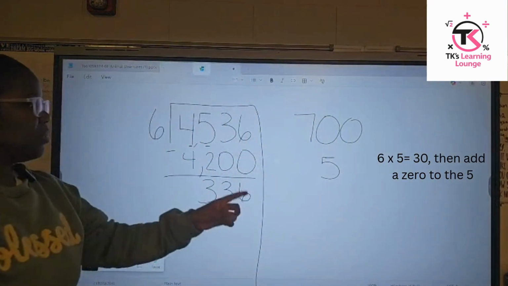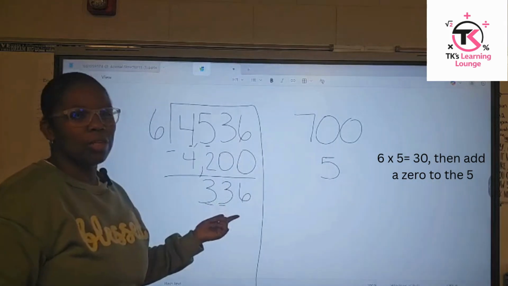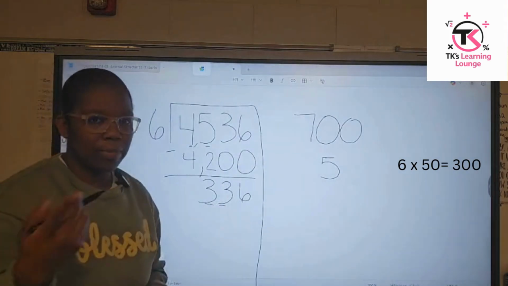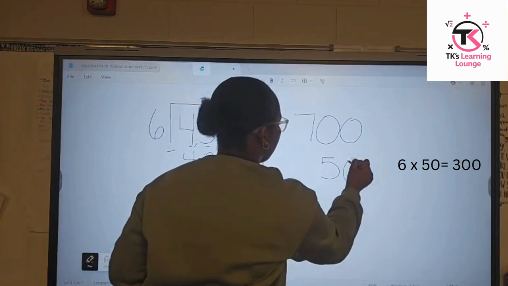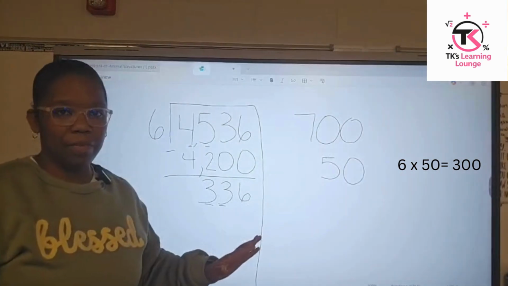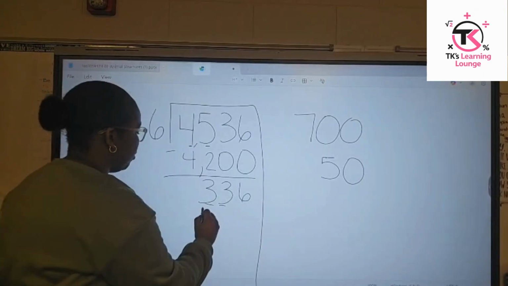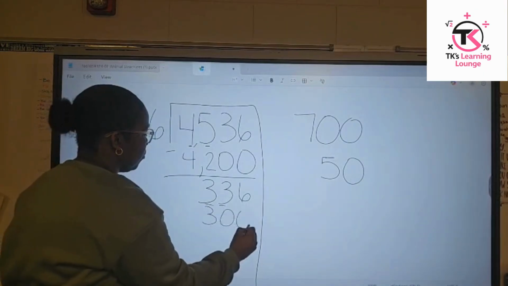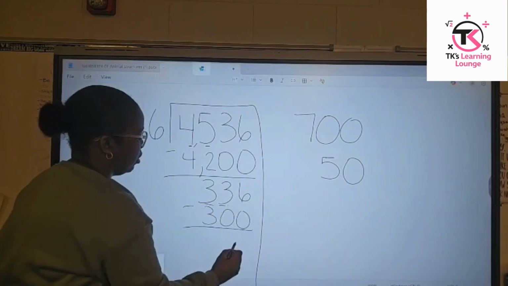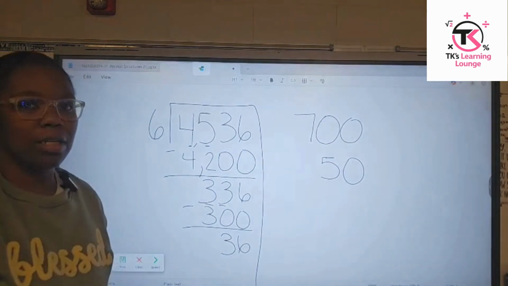Now I know that 6 times 5 is 30, but I'm also trying to get closer to 336. So the way to do that is by adding a 0. So that now instead of just 6 times 5, I have 6 times 50. So now instead of just 30, it actually becomes 300. I'm going to subtract. And now I have 36.